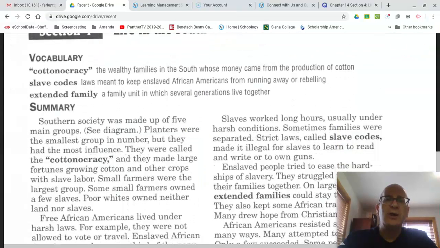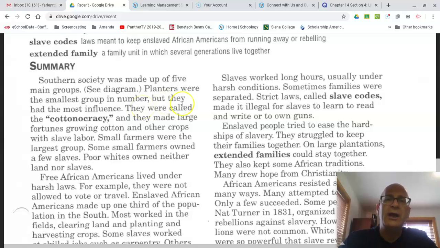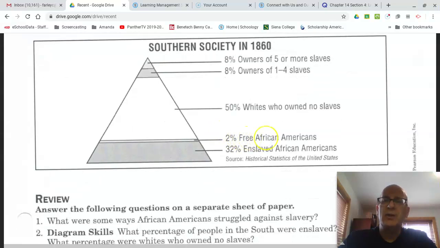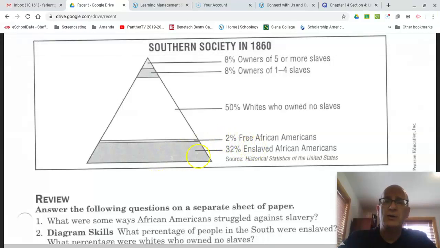Taking a look at our reading here on life in the South, let's take a peek. Southern society was made up of 5 main groups, and they are posted down here in the diagram. You've got the group at the top, owners of 5 or more slaves, who make up the small group at the very top of the pyramid. You've got owners of between 1 and 4 slaves make up the second group. You've got the next group, whites who own no slaves, which comprise the largest group. Fourth group are free African Americans, which only make up about 2% of Southerners in 1860. And the last group, the fifth group, are enslaved African Americans who make up about 1/3 of Southerners in 1860.